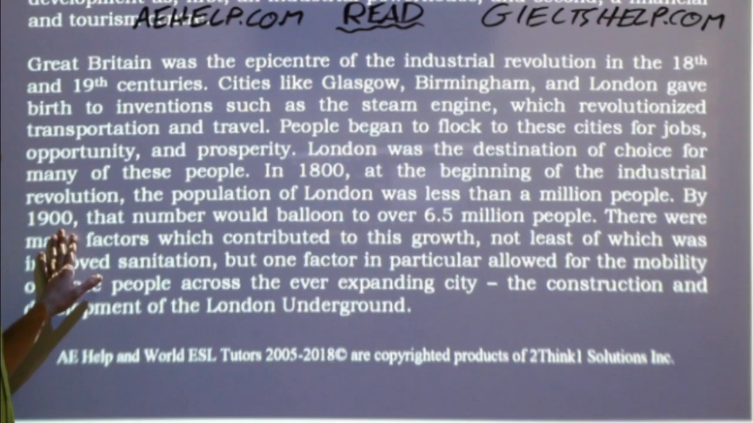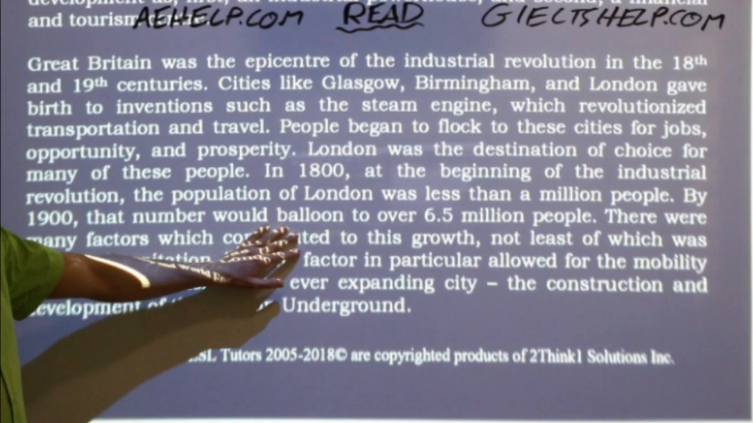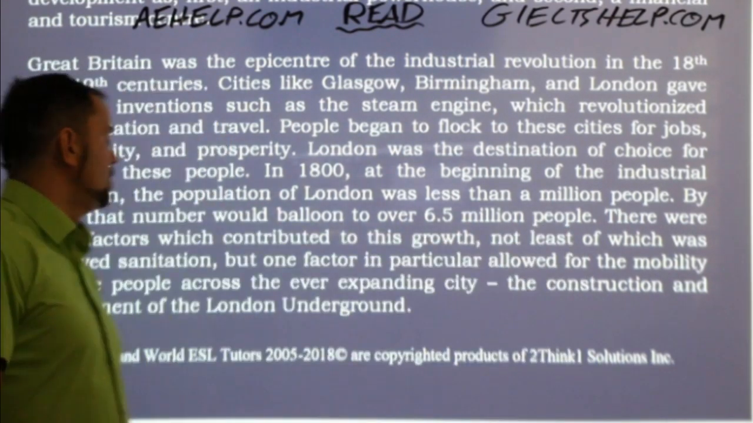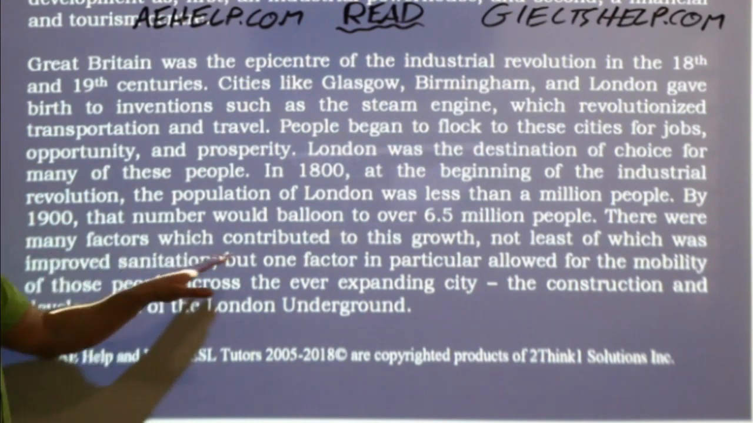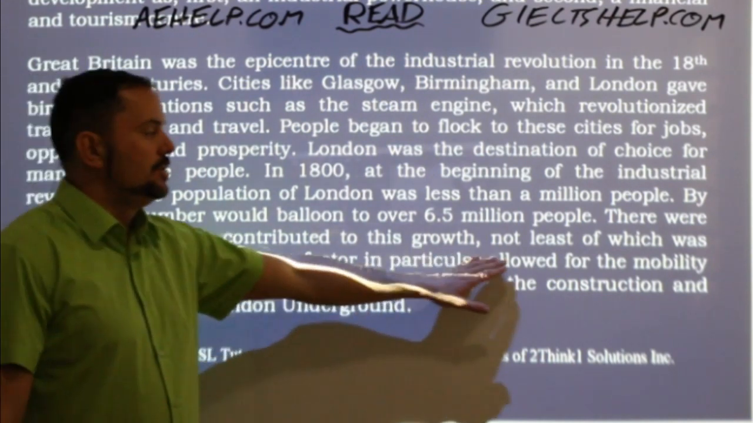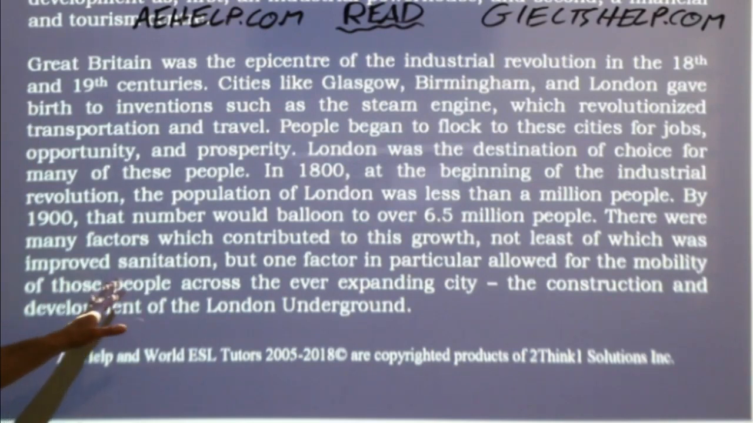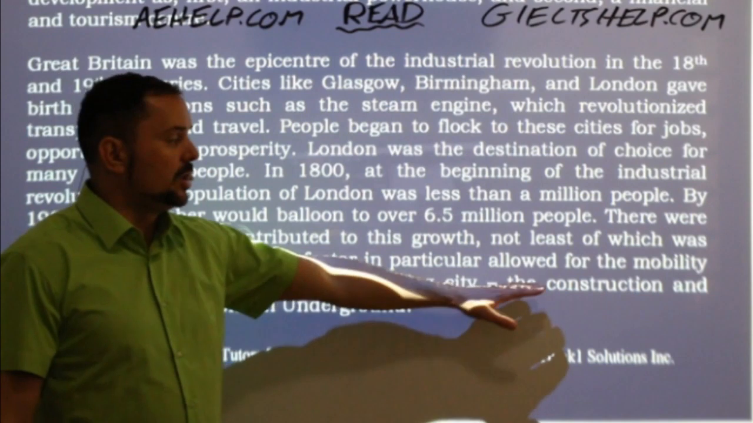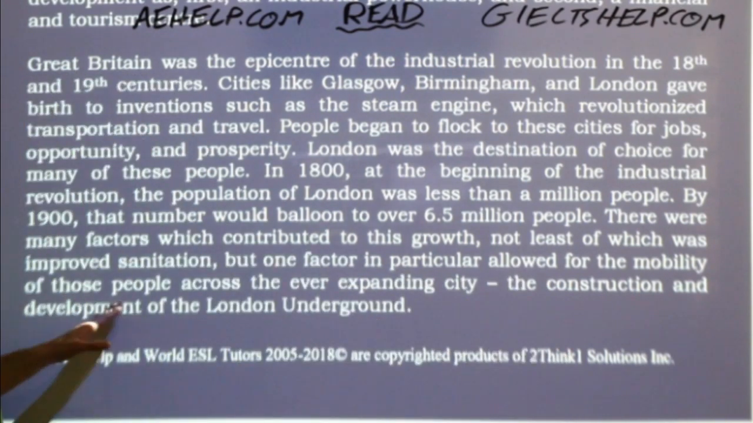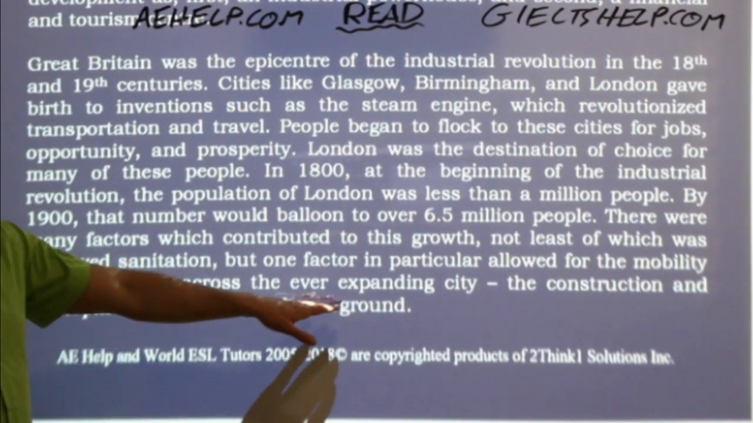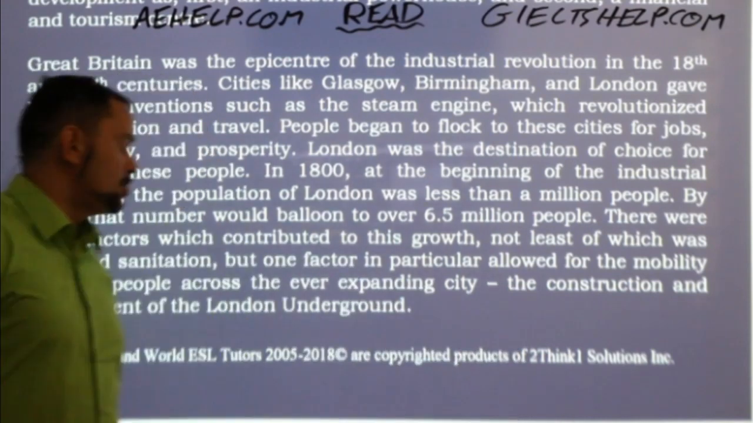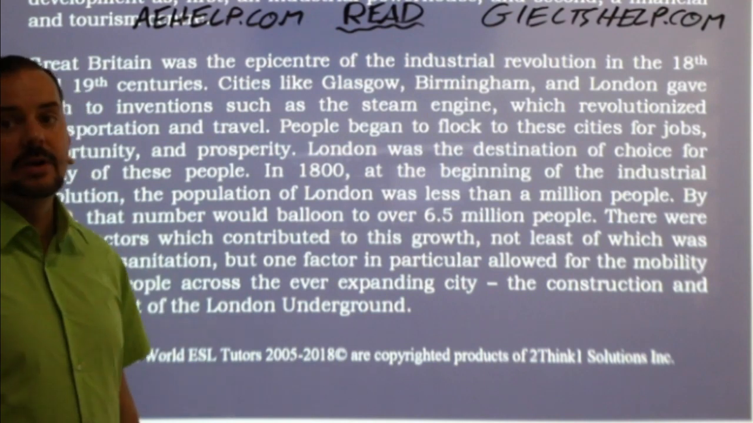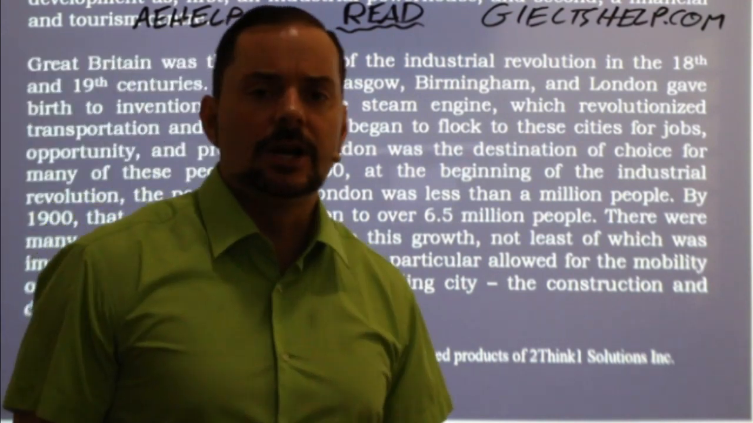By the 1900s, that number would balloon to over 6.5 million people. There were many factors which contributed to this growth, not least of which was improved sanitation. But one factor in particular allowed for the mobility of those people across the ever-expanding city: the construction and development of the London Underground.